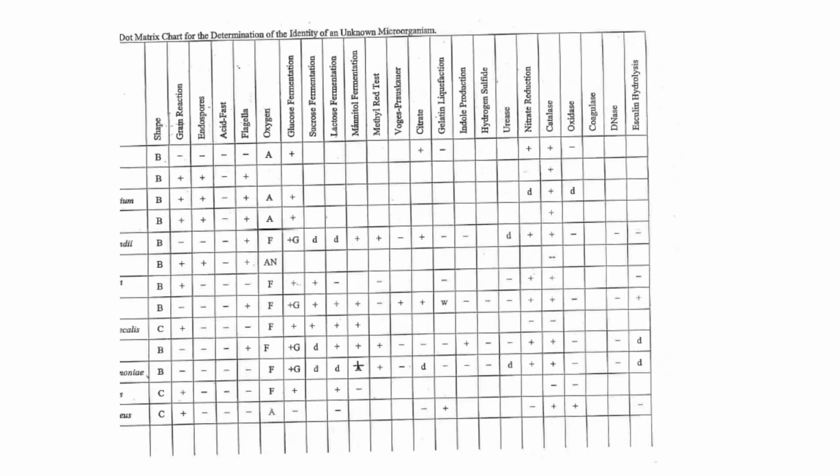Once you have started to build your enzyme profile or biochemical profile for an unknown, then you would take that information and compare that to known profiles. When you have acquired the data for your unknown bacteria for all the different experiments and have built an enzyme profile or biochemical profile for your unknown, then you would go to the dot matrix chart for determination of the identity of an unknown microorganism.